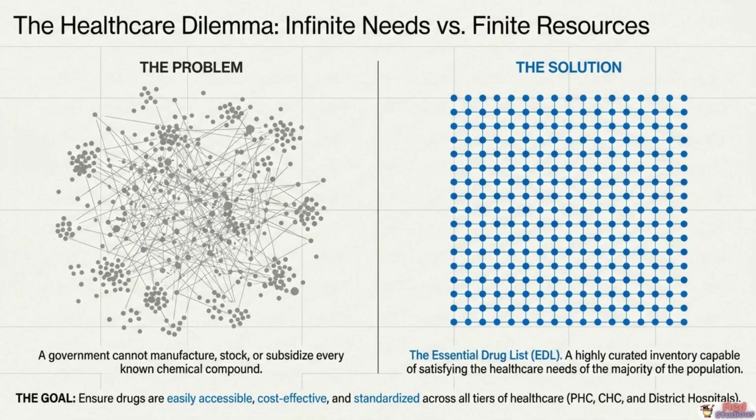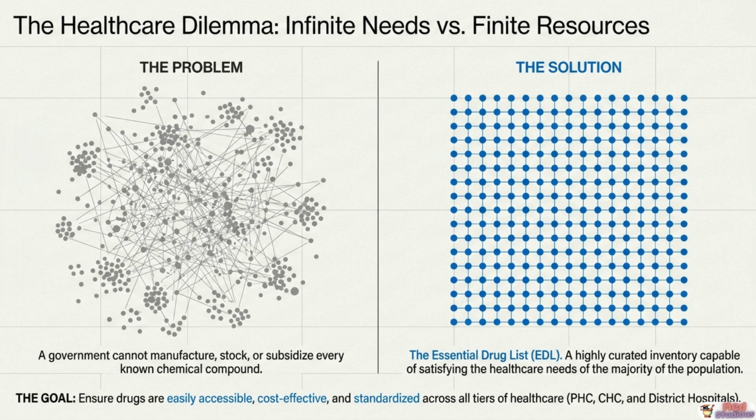Here is the central challenge of national healthcare delivery. There are over 10,000 pharmacologically active chemical compounds currently registered and available in global pharmaceutical markets. A government, whether it serves 1 billion people or 1 million, simply can't manufacture, stock, procure, finance, and subsidize every one of those compounds simultaneously across thousands of hospitals, community health centers, and primary care facilities. The financial, logistical, and quality control demands would be catastrophically impossible to meet.